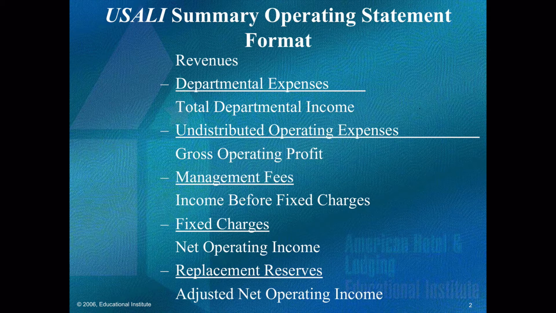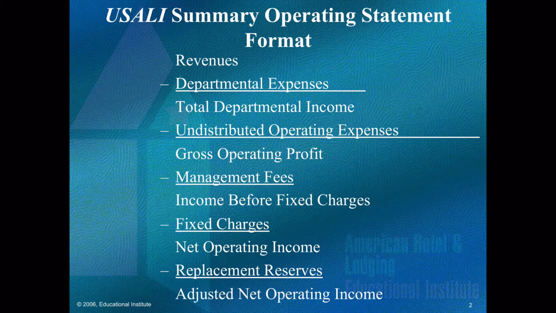Fixed charges are fixed costs. Usually they have to do with PP&E, plant, property, equipment. So fixed charges could include things like mortgage or rent, depreciation, interest, things like that. After we subtract out our fixed charges, we have net operating income.